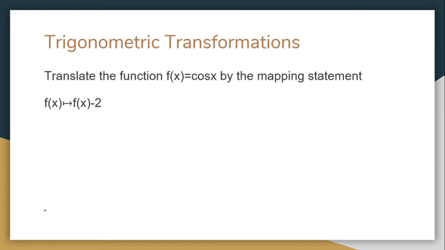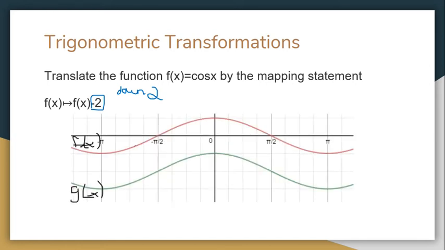Alright, now we have minus 2. Remember that when we have a number on the outside of the parentheses, it either goes up or down. So since we have a minus 2 out here, that means that we are going to go down 2. So we take our original cosine, the red one, and we're just shifting it all down 2. You can see the whole graph just got moved down 2 units.